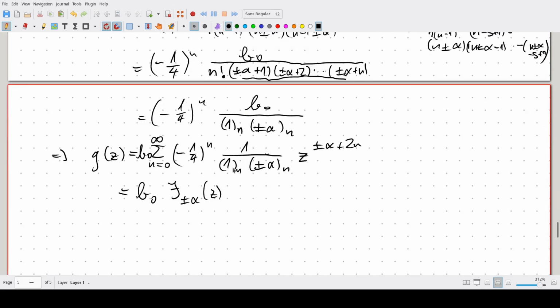But then you're missing your second solution, and that second solution is not given by J minus alpha, because that doesn't really exist, but by Y alpha. So that is the Bessel function of the second kind. But yeah, I'm not really dealing with that now.